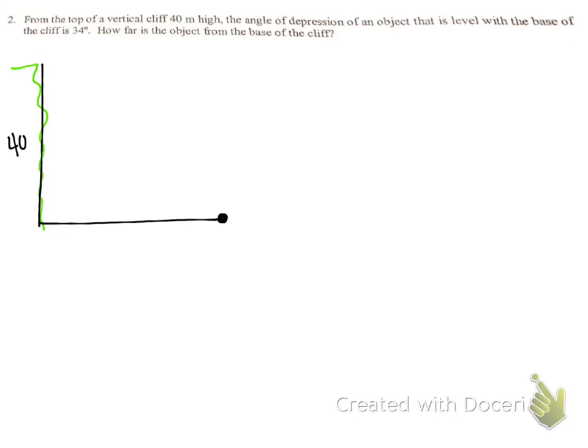So we need to draw the hypotenuse of our right triangle. So the angle of depression, remember we look from our sight line, here's our sight line, and we look down. So our angle of depression here is 34 degrees. So this is 34 degrees. So it asks us, how far is the object from the base of the cliff? So we're looking for this right here.